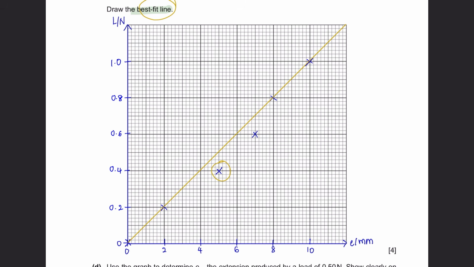It doesn't matter if you have some points which are out of the line or out of the range of the graph, because a best fit line means that you have a continuous straight line and not a graph that looks like this. This is not a best fit line.